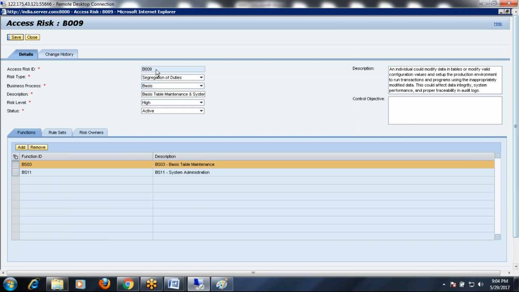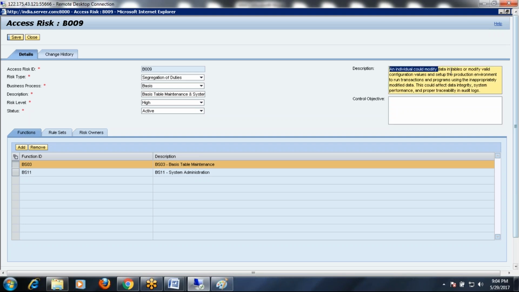So this is the access risk ID and the risk type. I'll come to the risk types later, but just before, let me explain what a risk is. These are the risk types: segregation of duties, critical action and critical permission. We'll come to the details. Just as an example, this risk belongs to a business process called area, business basis. Description: basis table maintenance and system administration. Risk level is high, status is active, and this is the description of the risk.